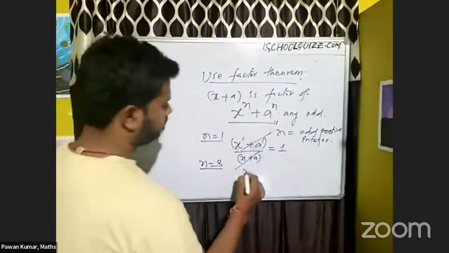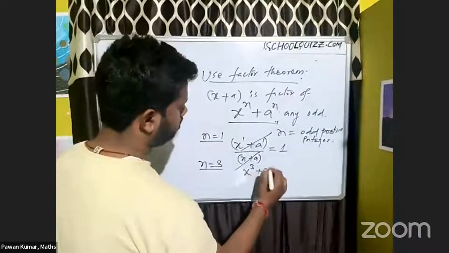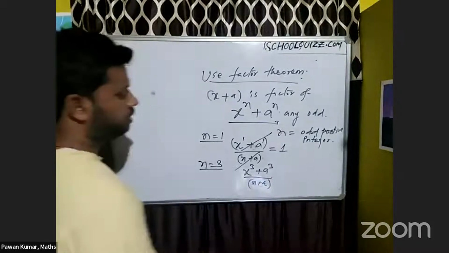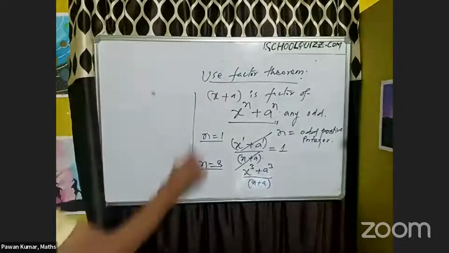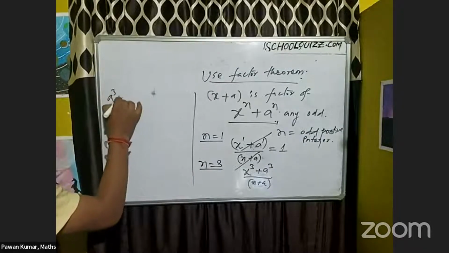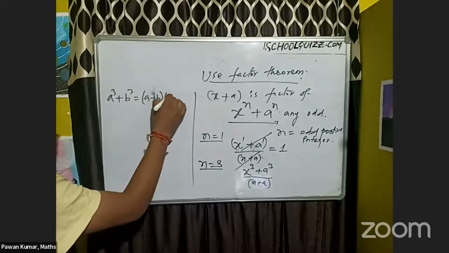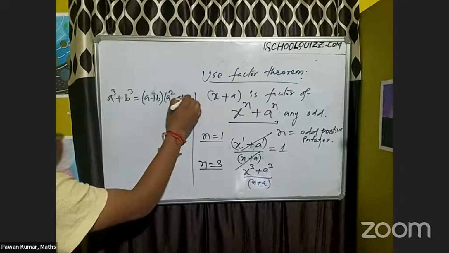Odd integer बोला है, I can't choose 2. So let it be x to the power 3 plus a to the power 3 divided by x plus a. Correct. So as we have learned in the identities, a cube plus b cube is equal to (a plus b)(a square minus ab plus b square).